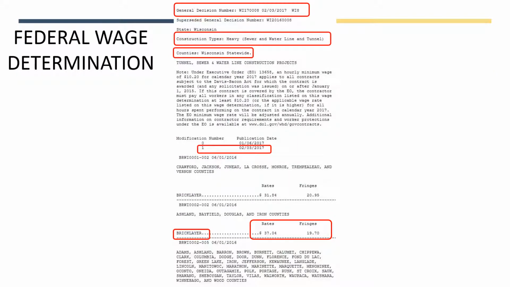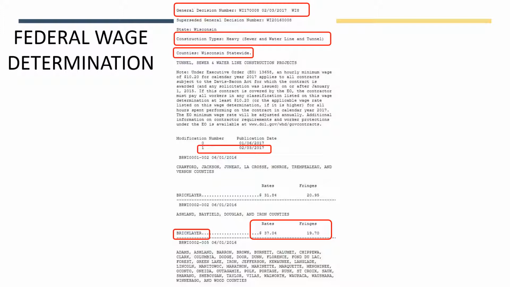This is what the federal wage determination looks like. At the top is the general decision number. When the decision number is completed on the Record of Wage Decision Selection Form, it is this number. The number in this example is WI170008. The first two items are the state, and the next two are the year. This decision was from 2017.